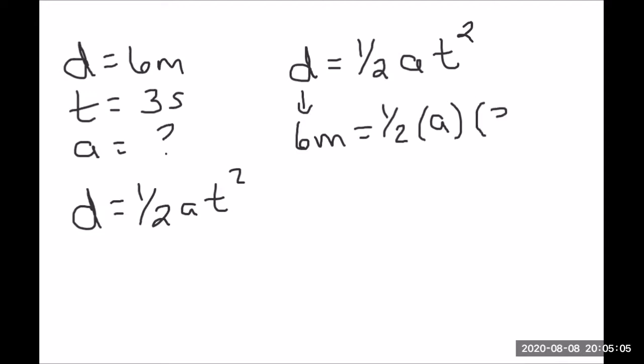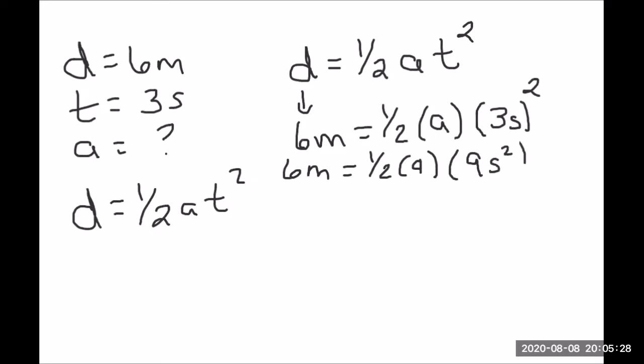Our t was 3 seconds, but we have to square that. Now I'm not going to skip any steps, so I'm going to write 6 meters again. I'm going to do 1/2 a. 3 squared is 9, but the unit also becomes squared, so you'd have your seconds squared there. Now I'm going to clean up that side. I'm going to say 6 meters equals 1/2 times A times 9. Well, 1/2 times 9 is 4.5. And we have to keep the unit there, second squared times A.